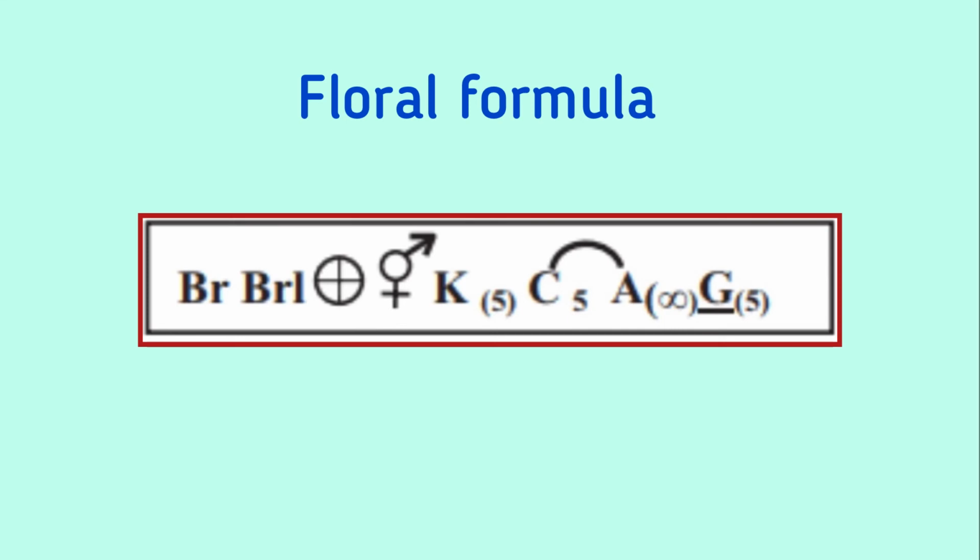If this number exceeds 12, the symbol infinity is used. If the parts are fused, then the number is bracketed. If the parts are in distinct whorls or groups, this is indicated by splitting the number appropriately. If the sepals and petals are indistinguishable, then calyx and corolla are replaced by P representing perianth. The position of the ovary is indicated by a line, which in a superior ovary is placed beneath the number of carpels and in an inferior ovary above.